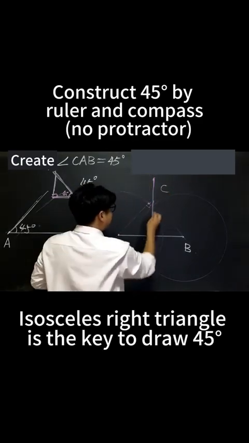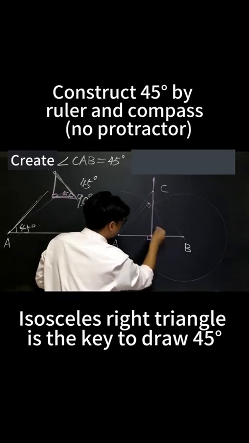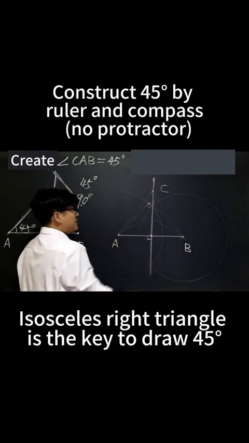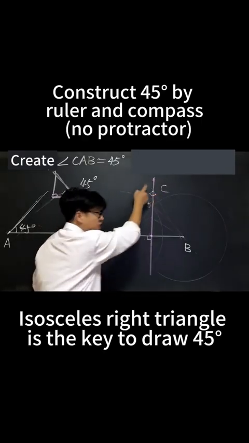But where is point C? Here? No, that's not right. Here? That's not right either. I don't know where it is. It has to be a right angle. So how do we find a right angle? The method is the same.